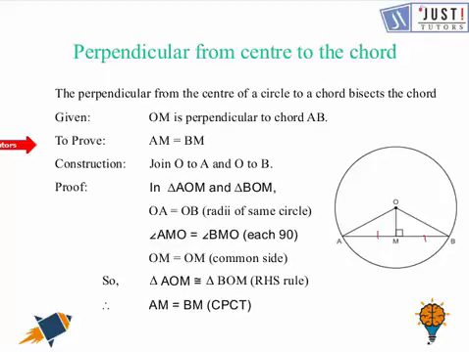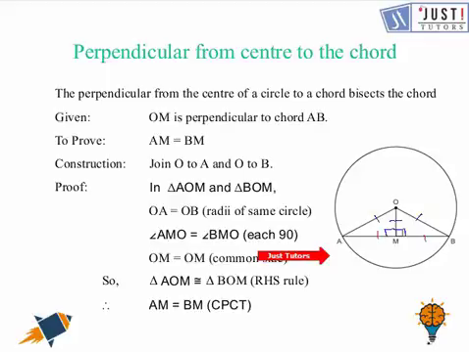So first of all, we'll do a small construction of joining O to A and O to B, and we'll get two radii. Now our next step is to prove triangle AOM congruent to triangle BOM. Now let's see how we'll do that. We have OA equals OB because they are radii of the circle. Angle AMO, that is this one, equals angle BMO, both are 90 degrees, and we have OM common to both triangles.